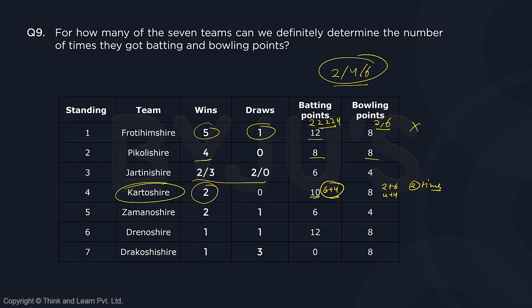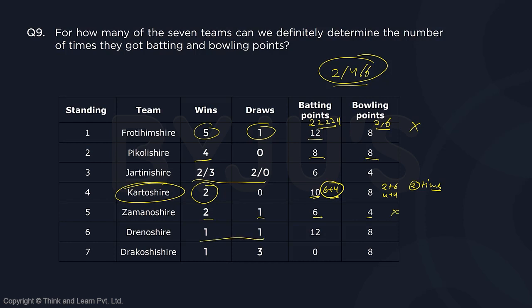Z. For Z we have a total of 3 matches, right? So I can have 2, 2, 2, and this can be 4 or 2, 2, right? It can be 4 plus 2, okay? It can be again 2 plus 2, okay? Or 4 plus 0. So I'm not sure about the distribution. So this is also ruled out.